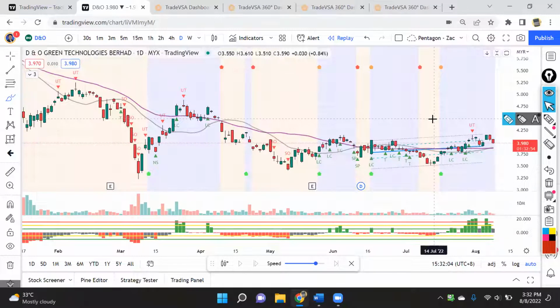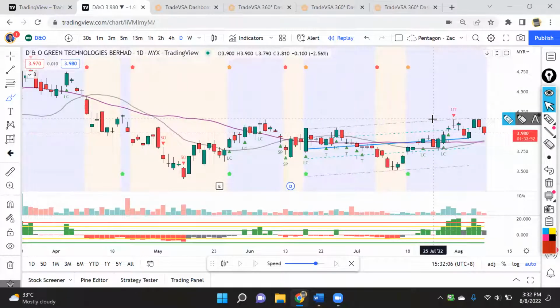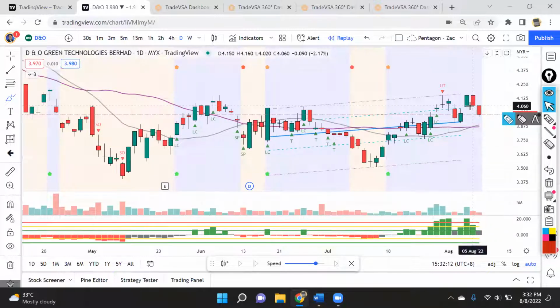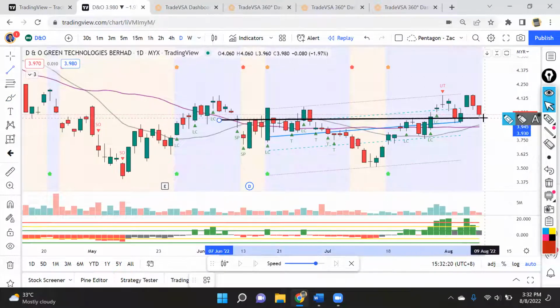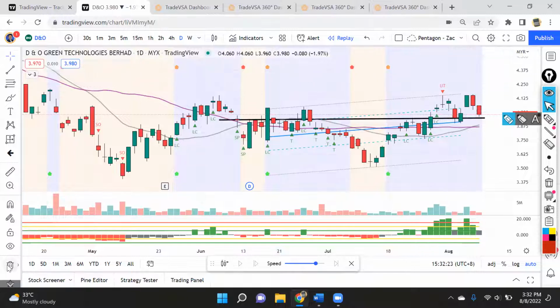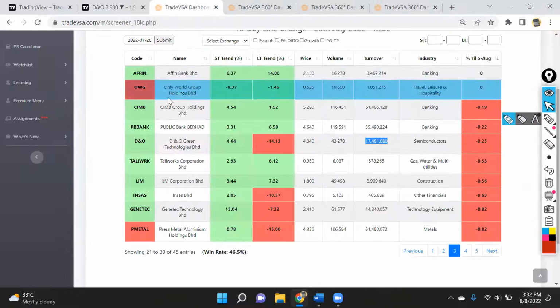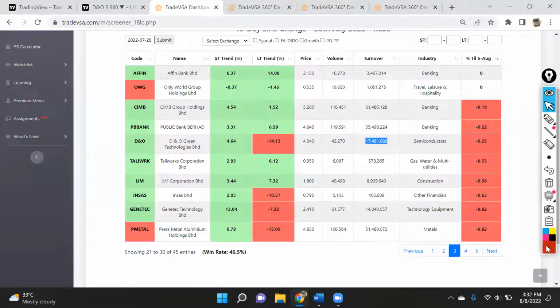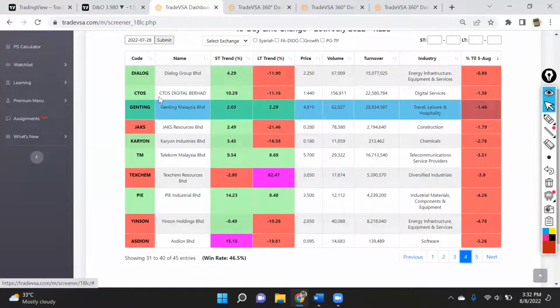DNO is kind of similar to other tech counters. But the line change is not so obvious, this is more like a shakeout pattern, not a line change pattern. We want to look for some other line change. P metal. Okay, let's go to another page.